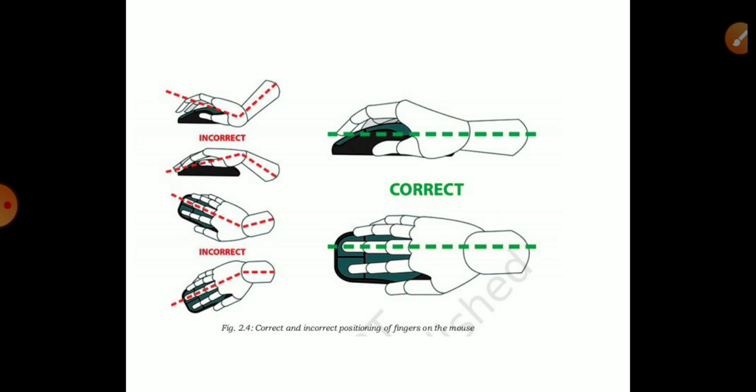Look at the correct position. The green dotted line indicates that this is the correct position for holding your mouse. And the red pointer shows the incorrect position. You are not supposed to hold the mouse like this.